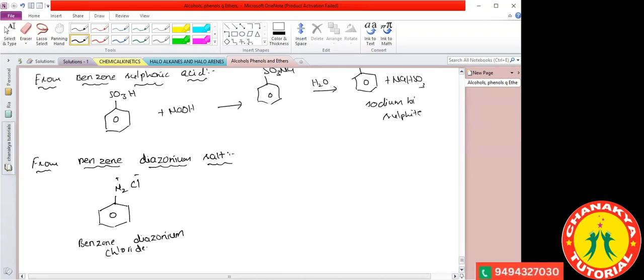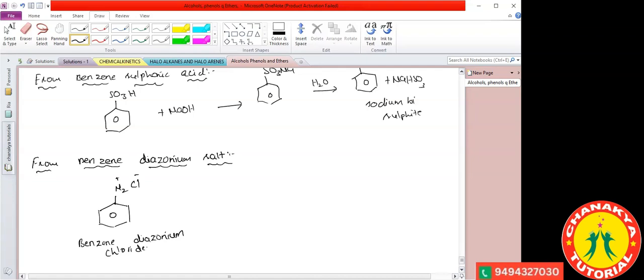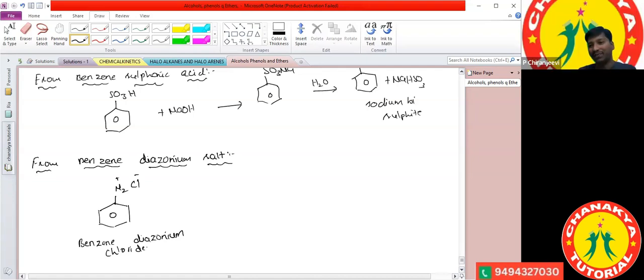Sir, can you explain? What is the name of the reaction in the preparation of the benzene diazonium salt? Sandmeyer reaction. Very good, Samhita. What is the name of the reaction here? Sandmeyer reaction. In the Sandmeyer reaction, what are we doing, Samhita?